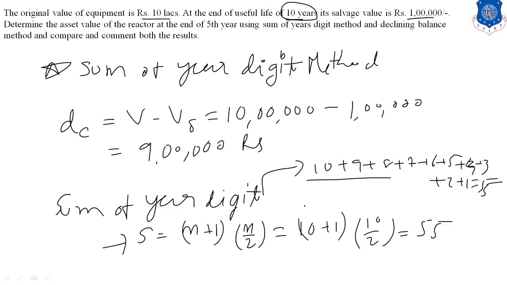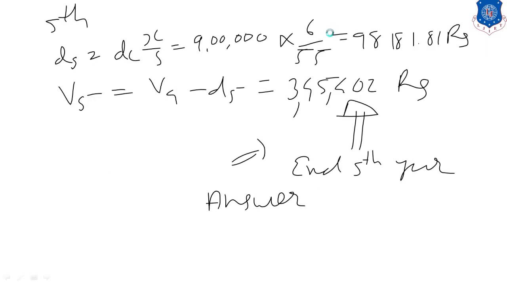The problem statement also told us that we have to calculate the same numerical for the declining balance method and compare the answer with the sum of year digit method. So let's calculate the same numerical using the declining balance method. Let's first write the declining balance method here.